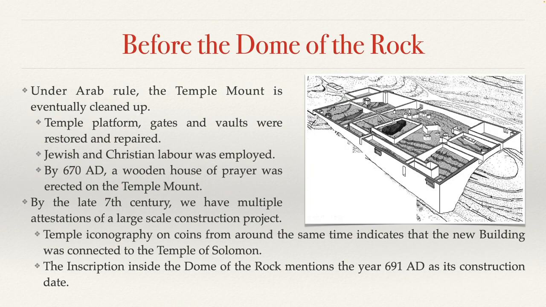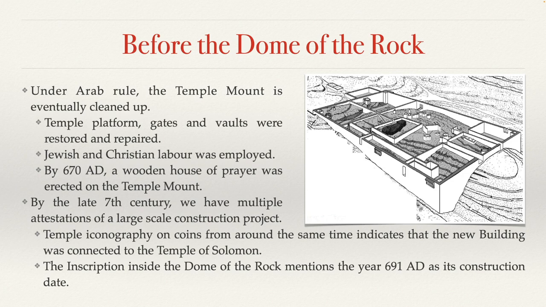Now, at some point, the new Arab rulers started to tidy up the Temple Mount. The temple platform, gates and walls were restored and repaired. Jewish and Christian labor was employed. For example, we know of one story about a local archdeacon who worked on the Temple Mount and who was told by the patriarch to stop working for the so-called atheists. The archdeacon was even promised employment and increased salary. He initially agreed to the offer, but 2 days later he went back to work on the Temple Mount. He was then stricken by divine wrath for his refusal of the offer.